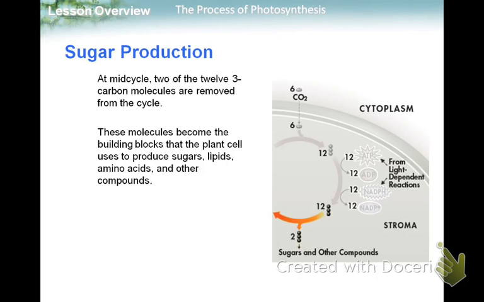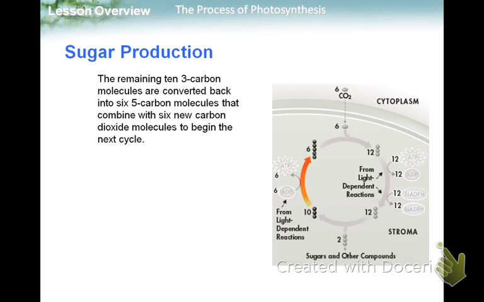Mid-cycle at the bottom, 2 of the 12 3-carbon molecules are removed from the cycle, and these become the building blocks that the plant cell uses to produce sugars, lipids, amino acids, and other compounds. The remaining 10 3-carbon molecules are converted back, so they're recycled, into 6 5-carbon molecules that combine with 6 new carbon dioxide molecules to begin the next cycle.